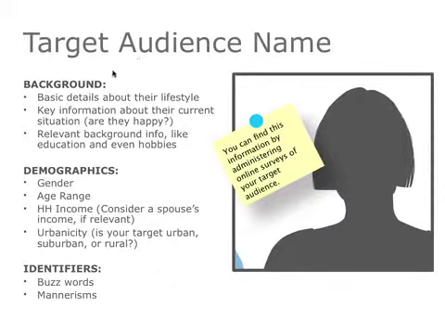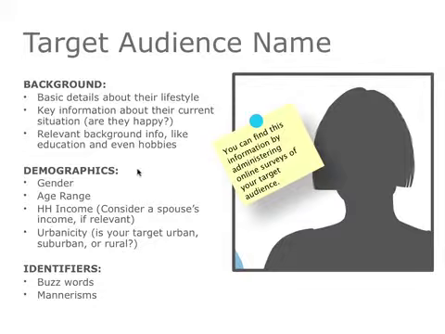Basically now we're first off talking about their background, their demographics, and identifiers. Okay? So with their background, we want basic details about their lifestyle. We want key information about their current situation. In other words, are they happy in their life, in their job, or whatever? And also, we want to look at relevant background info, like education and even hobbies that they have.